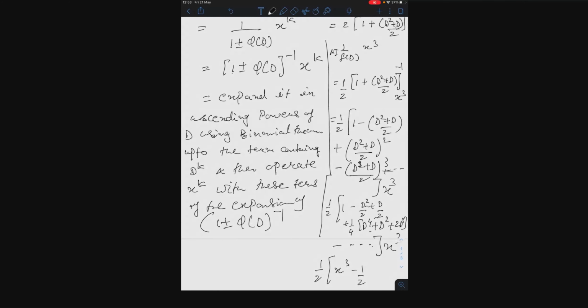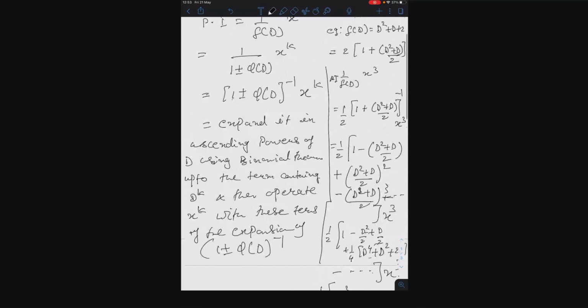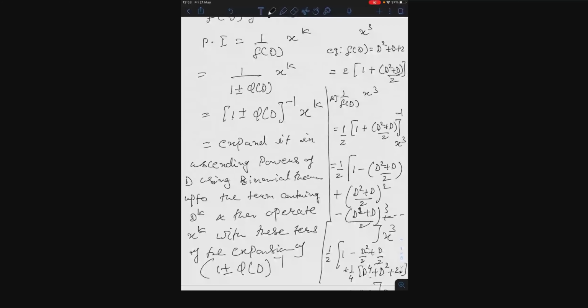How to find the particular integral when the right hand side is x to the power k. You will take the lowest degree term out and rewrite it as 1 plus or minus phi of d. Write it in the numerator, it will be 1 plus or minus phi of d whole inverse. Now expand this in ascending powers of d using binomial theorem and operate each of these terms with x to the power k. Got it?